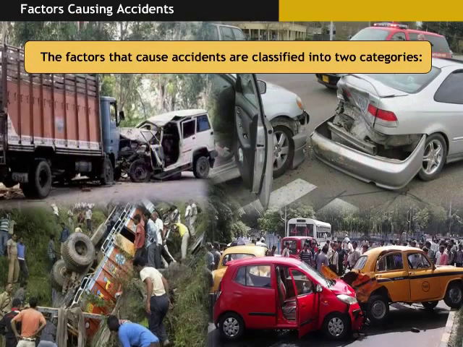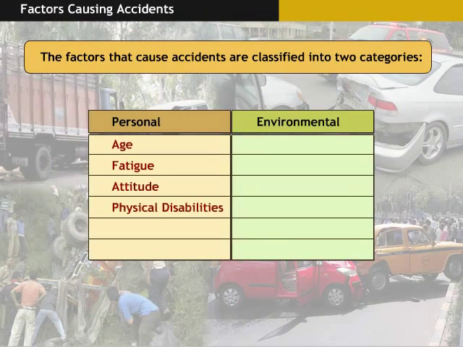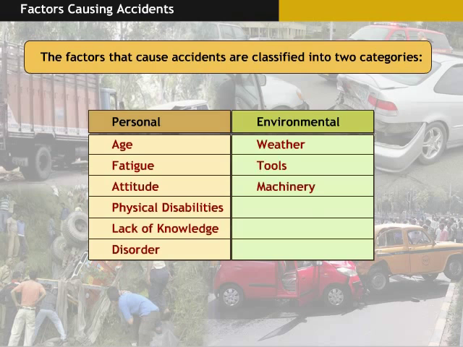The factors that cause accidents are classified into two categories, namely personal factors and environmental factors. Personal factors refer to age, fatigue, attitude, physical disabilities, lack of knowledge on driving rules, and disorder. On the other hand, environmental factors include weather, tools, machinery, and car engine.